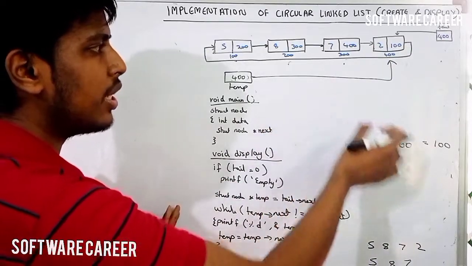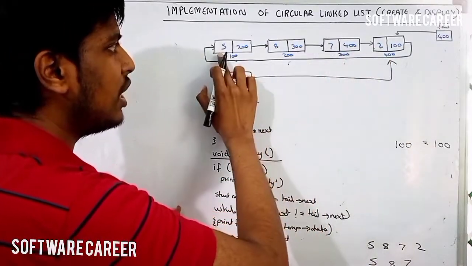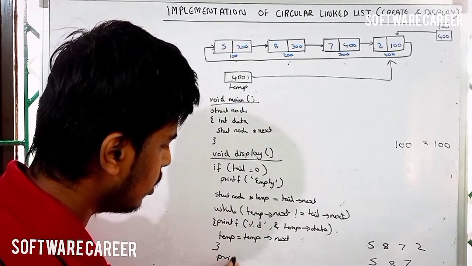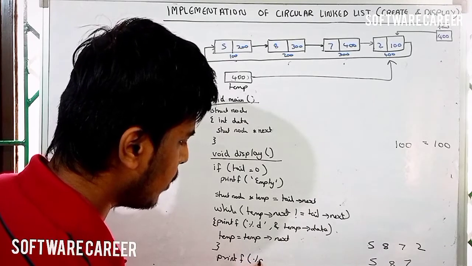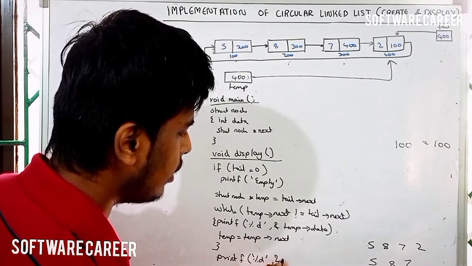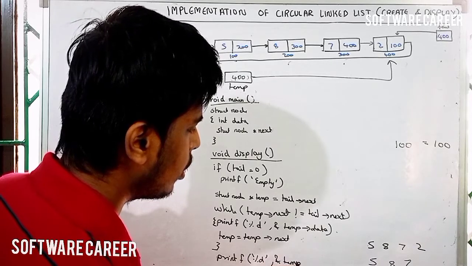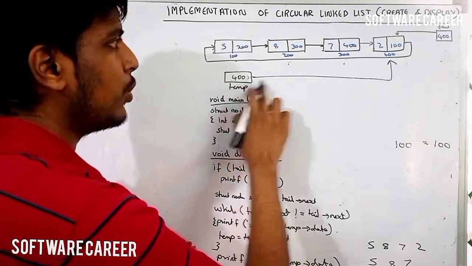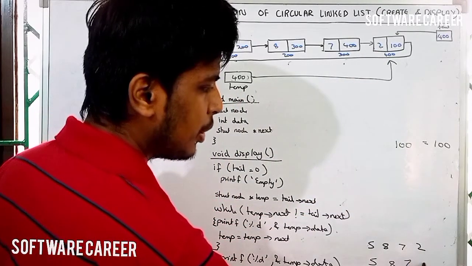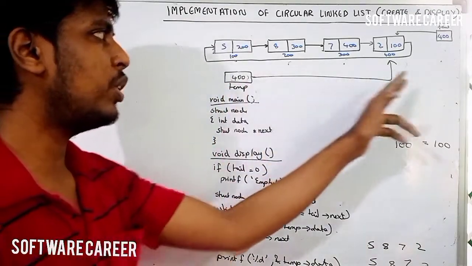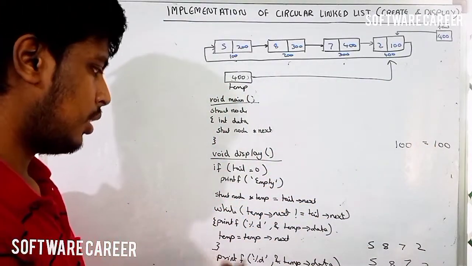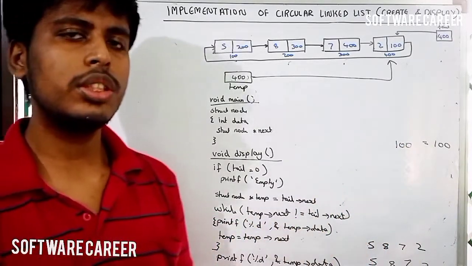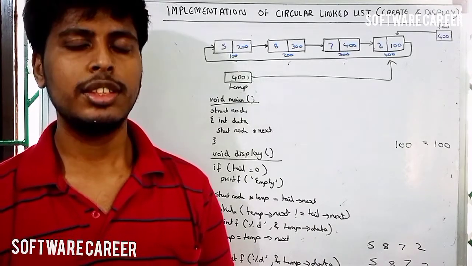Now it stops. Now again I should print 2 because I printed only 5, 8, 7. I should print 2. So I am writing here printf percentage d comma temp data. Now see, now temp is 400, 400 data is 2. So 2 gets printed. Now you should stop. You can't move temp to the next pointer because temp next is 100 which is equal to 100. That is temp next is equals to tail next. So this is how you should display all elements present in the circular linked list.